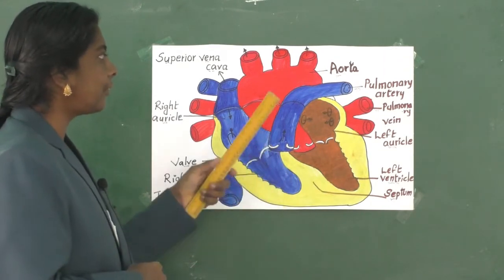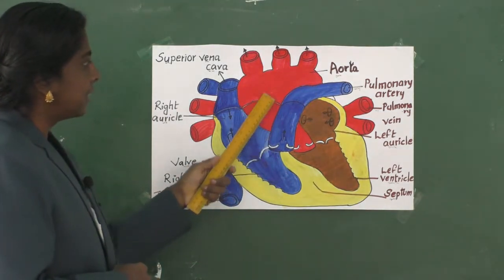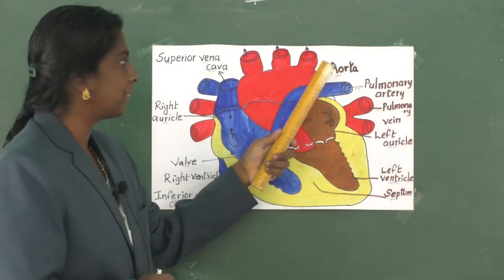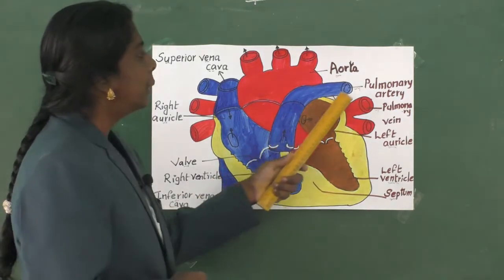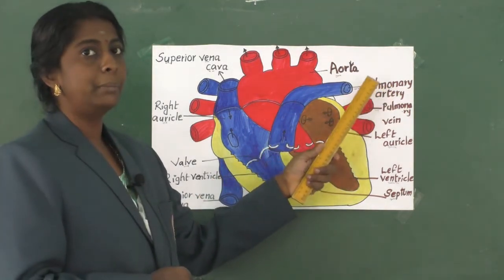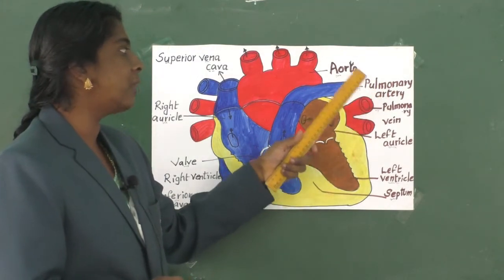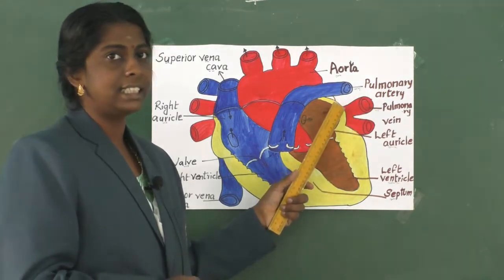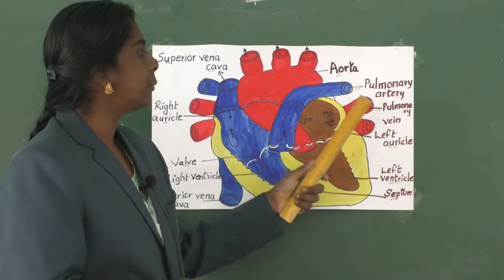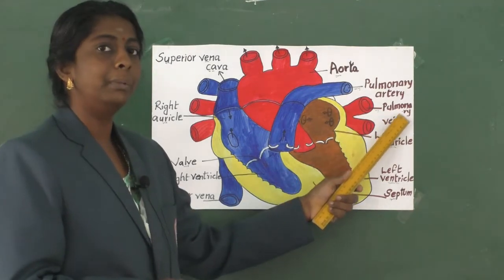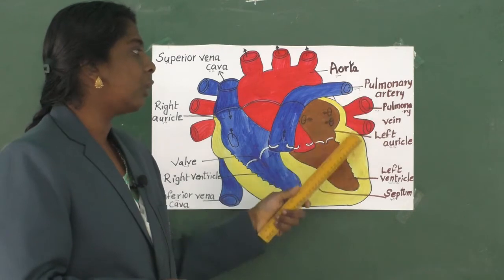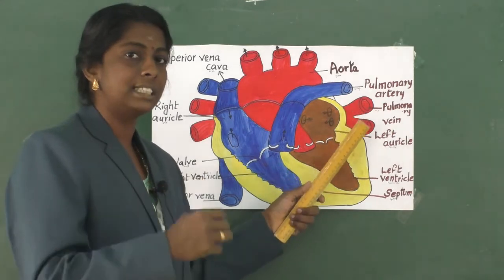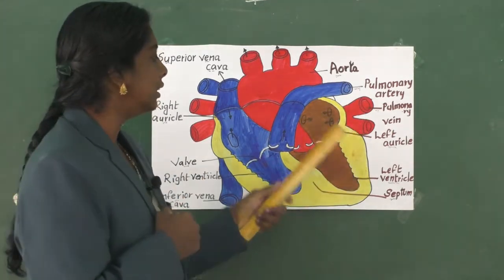Clear? Then here we can see a big structure. This is said to be the aorta. Clear? And then this is the pulmonary artery. As I said, this is one exception in arteries. What will it do? It will carry deoxygenated blood. Clear? Next thing is the pulmonary vein. This is also one exception in veins, where it carries oxygenated blood.